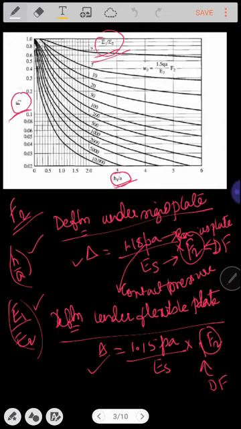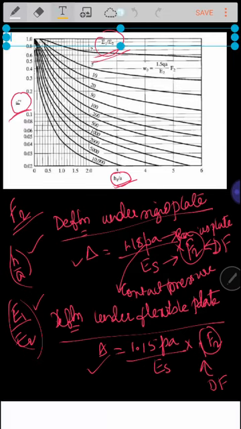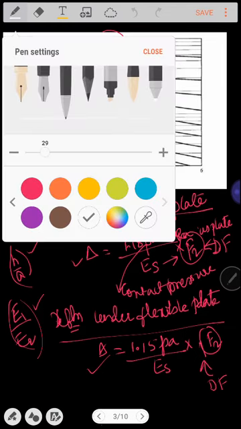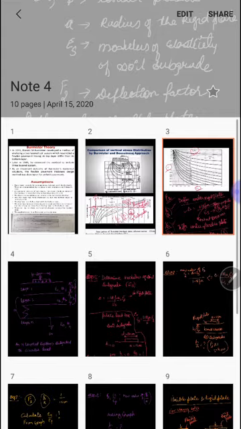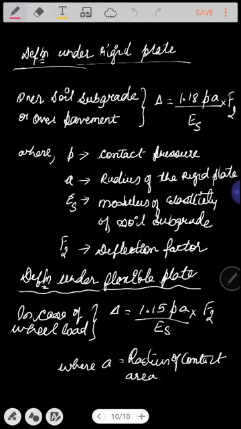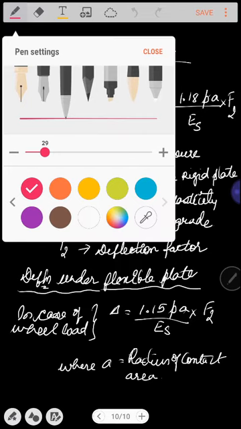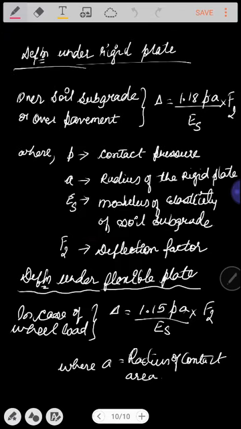Here this is the F2 value along the y-axis, and this is H1 upon a or H upon a along the x-axis. The curves you can see in this graph represent the ratio of the moduli of elasticity E1 upon E2, or EP upon ES. So with the help of this formula, we will be able to determine the deflection that occurs under the rigid plate over the soil subgrade or over the pavement surface.